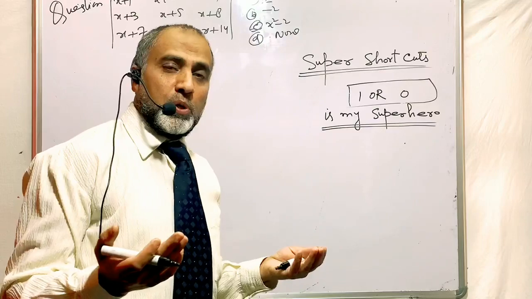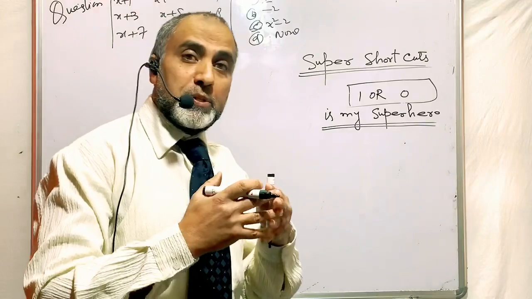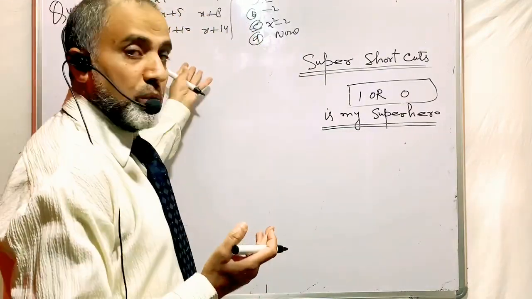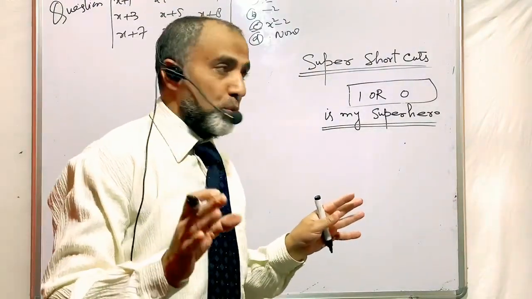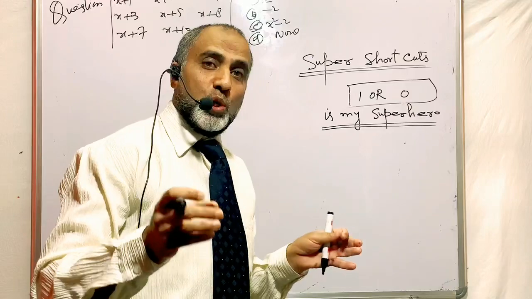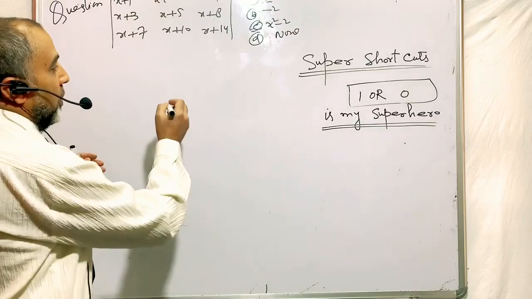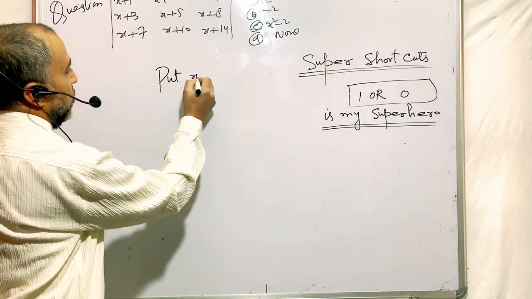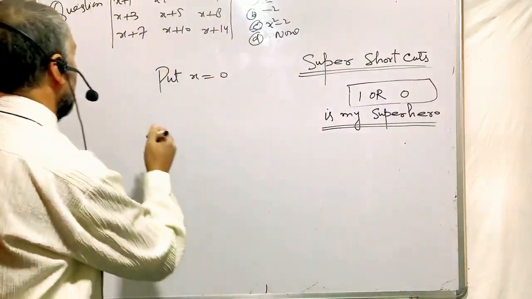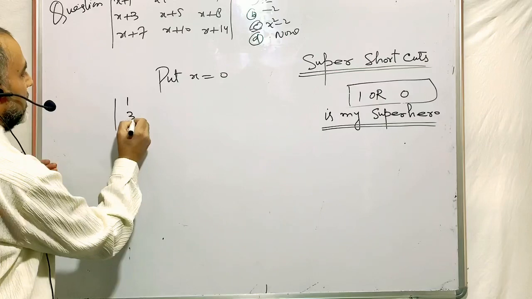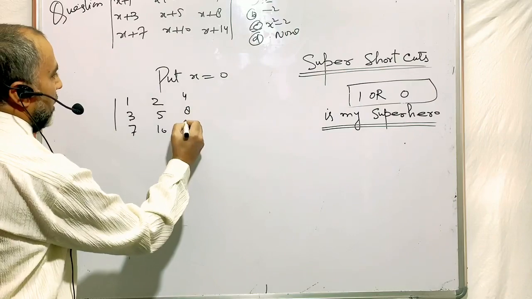You do not have to solve this the way we do in board exams. It would take at least 10-15 minutes, at least 10 minutes for sure. So we should not solve this question that way. We have to use the shortcuts and we'll again use 1 or 0 is my superhero. We will put x is equal to 0 in the determinant. Put the value 0: 0 plus 1, that's 1, 3, 7, 2, 5, 10, 4, 8, 14.